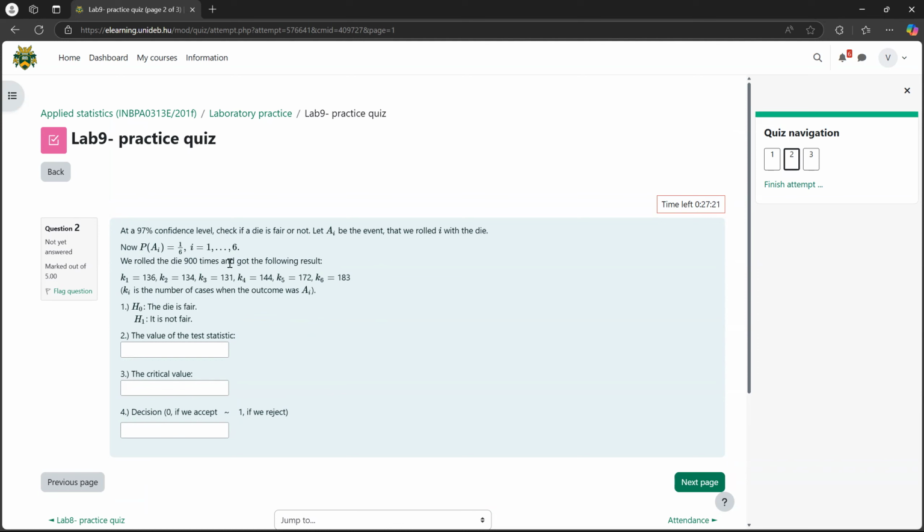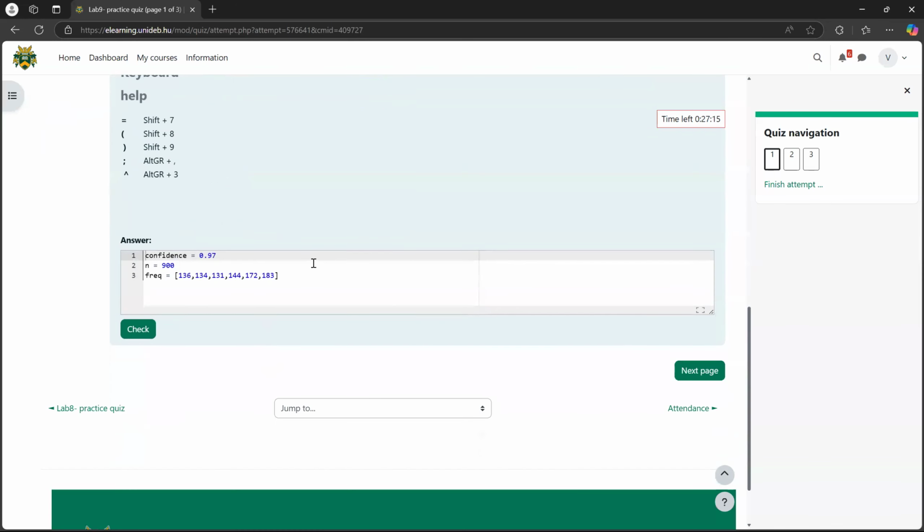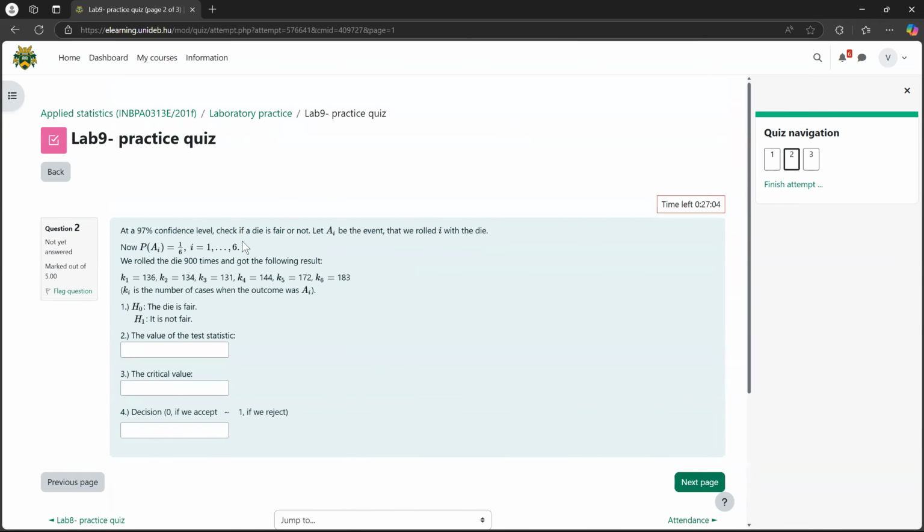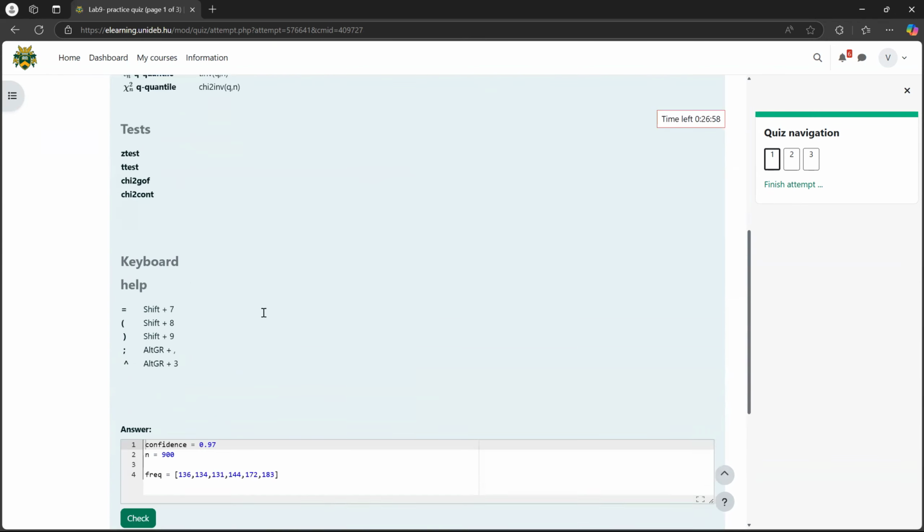Okay, what else? Actually, no, nothing else. We don't need anything else. Now we have the frequency. We'll find the expected. So we were given 900, and the probability of getting any side is 1 over 6, right? That means we divide 900 by 6.